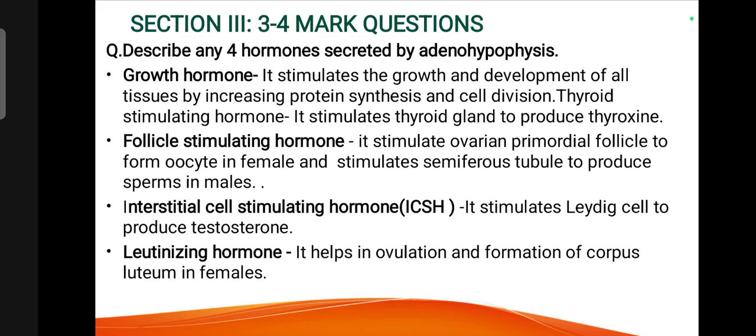For example, growth hormone, it stimulates the growth and development of tissues by increasing protein synthesis and cell division. Example, thyroid stimulating hormone that stimulate thyroid gland. Follicle stimulating hormone, it stimulates ovarian primordial follicle to form oocyte in the female and stimulate seminiferous tubule to produce sperms. Interstitial cell stimulating hormone, ICSH, it stimulates Leydig cells to produce testosterone. Luteinizing hormone, it helps in ovulation and formation of corpus luteum in females.